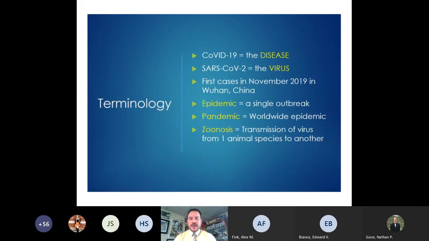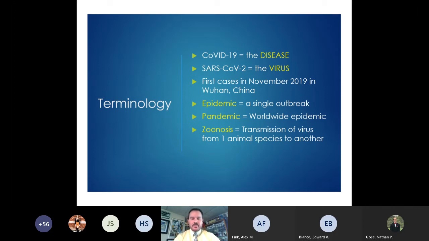So here we go. Let's get some terminology out of the way. COVID-19 is the disease. To be clear, that's the disease that results from an infection by the SARS-CoV-2 virus. SARS-CoV-2 is the virus, and COVID-19 is the disease that may result from infection with that virus. First case is, as you know, November 2019 in Wuhan province of China. More terminology to get you up to speed. An epidemic is a single outbreak in a particular location of some disease.